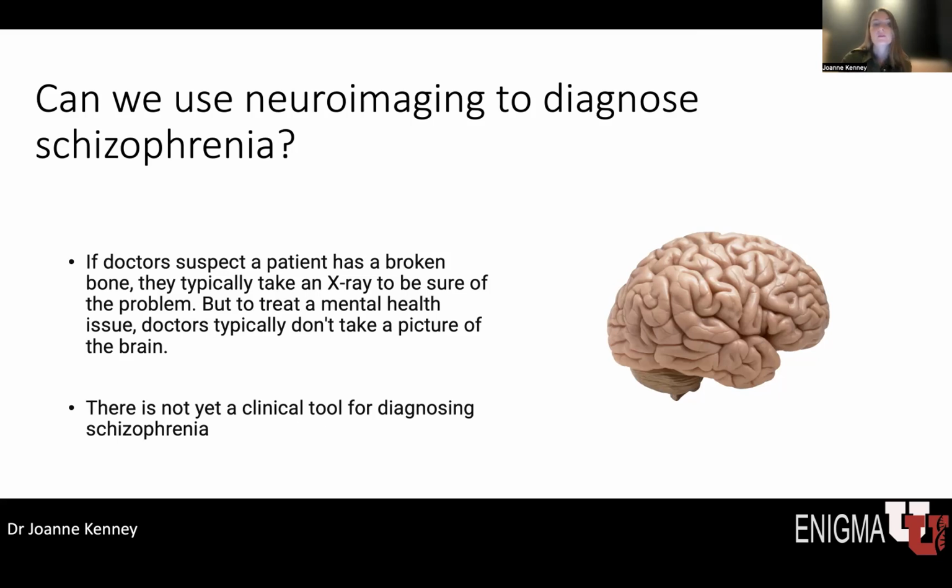So if a doctor suspects that a patient has a broken bone, they typically take an X-ray to be sure of the problem, so to confirm that they do have, in fact, a broken bone. But in treating mental health issues, doctors typically don't take a picture of the brain. So they diagnose the condition based on the clinical presentation of the symptoms. So there's not yet a clinical tool for diagnosing schizophrenia.